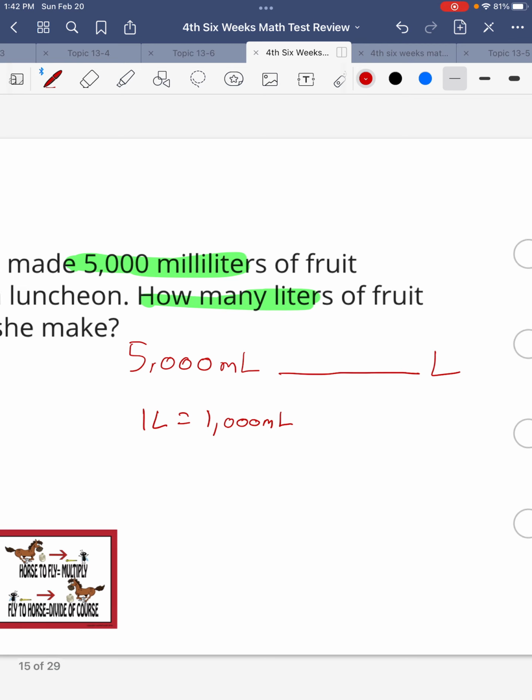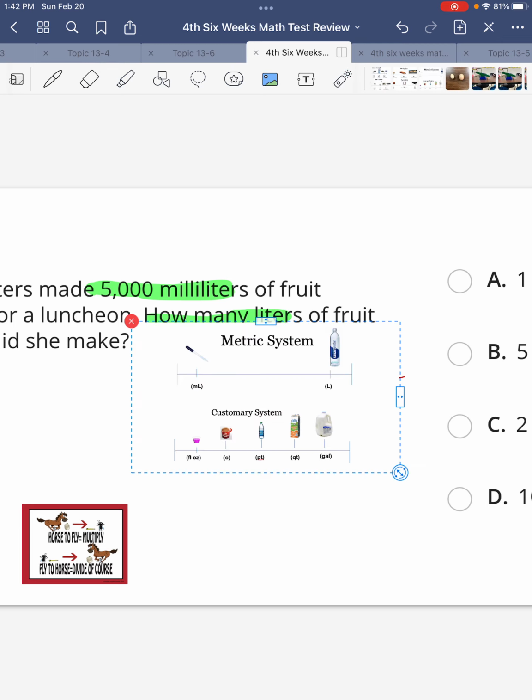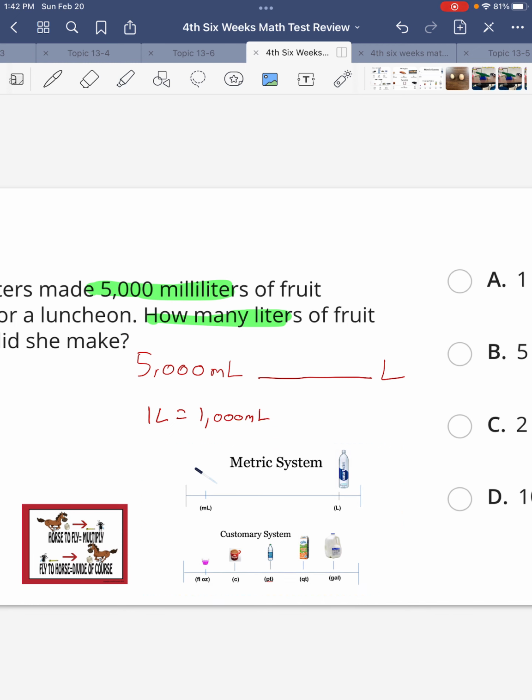So I did that. My second step is I need to label them. I need to see which one is bigger. Is milliliters bigger or is liters bigger, okay? If you remember this anchor chart that we have in our math journal, it has a picture here and it tells us an eyedropper is milliliters. A liter is like this big bottle of water. If you can compare them, you will notice that a milliliter is small and a liter is big.